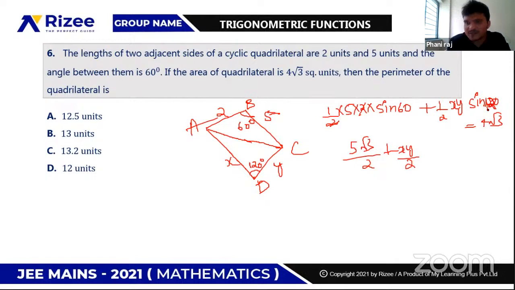This is sine 120. Sine 120 is sine 90 plus 30, so it's sine 90 cos 30 plus cos 90 sin 30. Cos 30 is again root 3 by 2, equal to 4 root 3. Simplify this. So cancel root 3 first. 4 minus 5 is this thing. Okay, fine, you get xy equal to 6. It's easy to see.